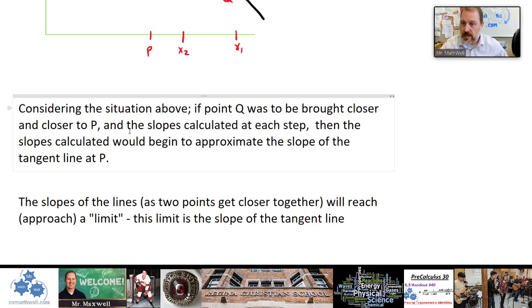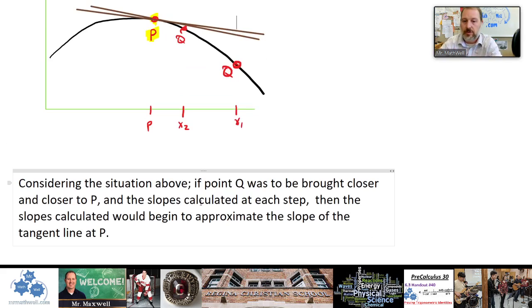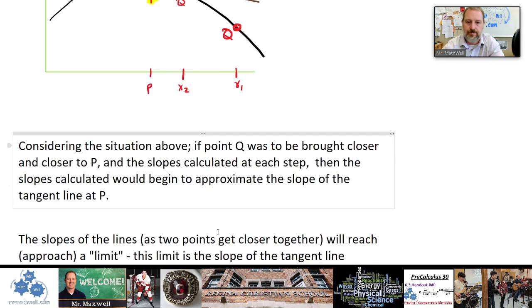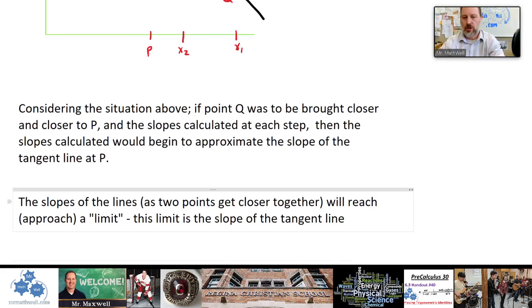Considering this situation that we just talked about, with 2 points getting closer and closer together, all right? If Q was to be brought closer and closer together to P, and the slopes were calculated at each step, then the slopes calculated would begin to approximate the slope of the tangent line at P. I'll read that one more time. If the point Q was brought closer and closer together to P, so here's Q, it's coming closer to P. Well, let's do P up here. Okay, then the secant line connecting the 2 starts to approximate or look very much like the tangent line. The slopes of the lines, as 2 points get closer together, will reach or approach a limit. This limit is the slope of the tangent line.